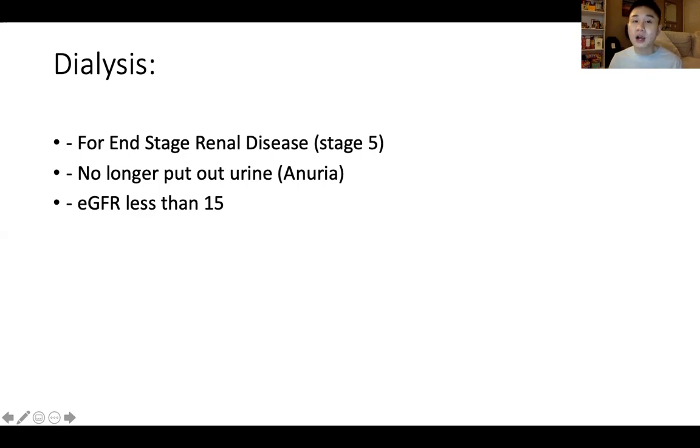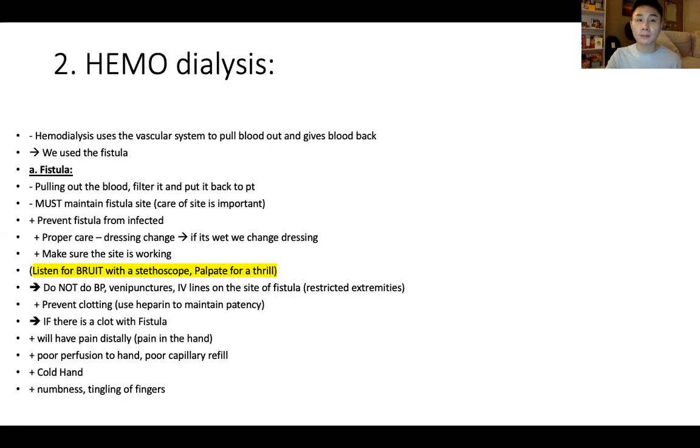Now we are going to talk about dialysis. So again, these points are so important to remember. Dialysis is only used for end-stage renal disease. This is stage 5. This is when the kidney no longer produces urine, also known as anuria. And dialysis is used for someone who has an eGFR less than 15.